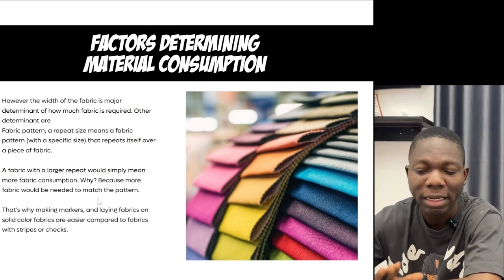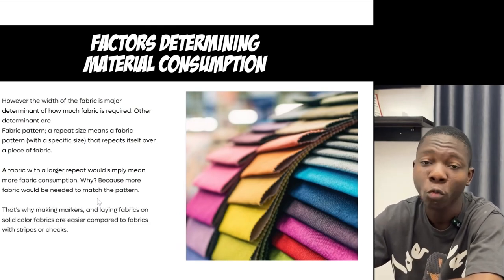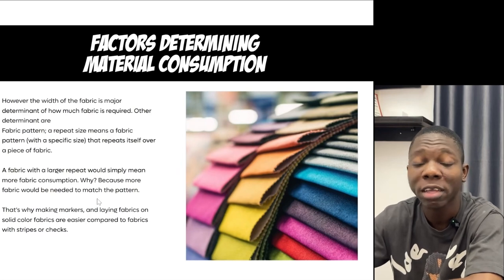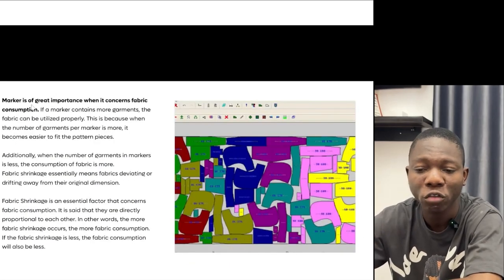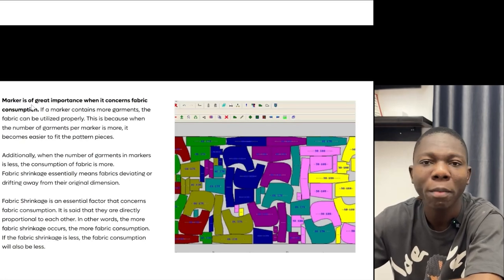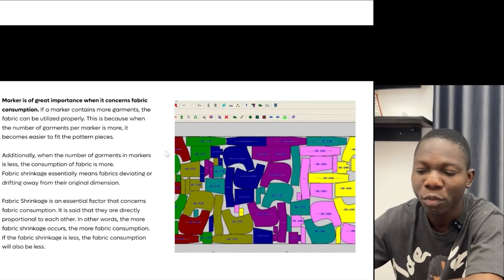This is why marking on solid fabrics is way easier and consumes less fabric as compared to stripes or when you have checks, like check patterns on clothes. Another factor that affects consumption is the marker. If a marker contains more garment pieces, the fabric can be utilized properly. If it contains fewer, it means that you need to buy more fabric.